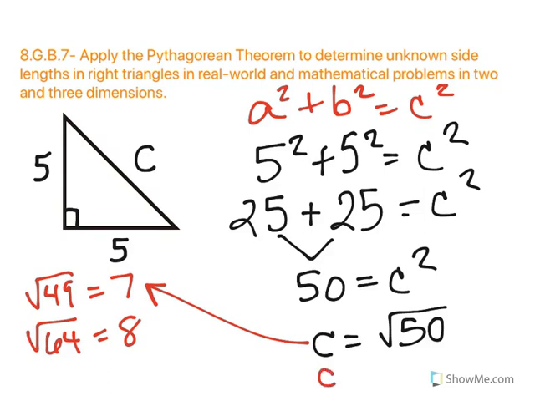When we type it into a calculator, we are going to get an irrational number. It is going to be approximately 7.071, and it kind of goes on forever because it's irrational. So you can't really state exactly where it is, but you could estimate the side length of that hypotenuse.